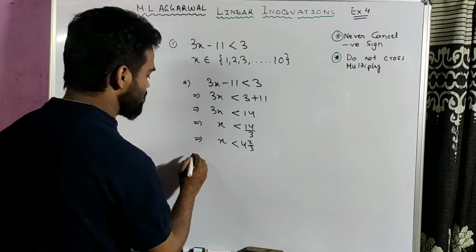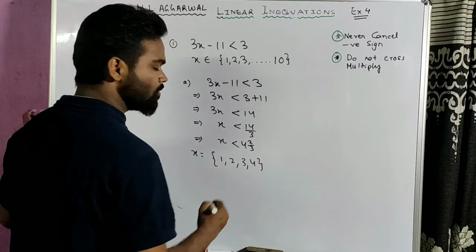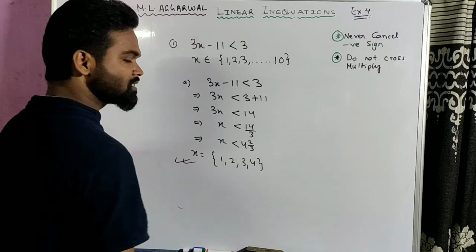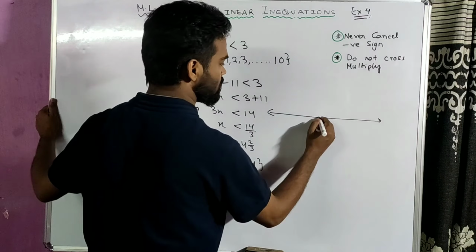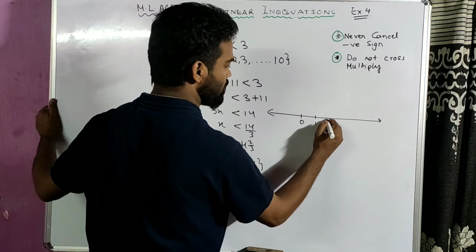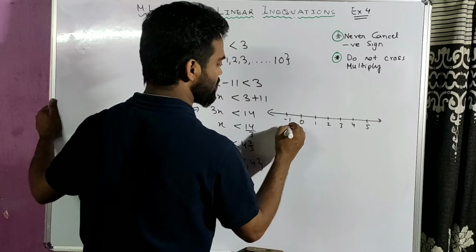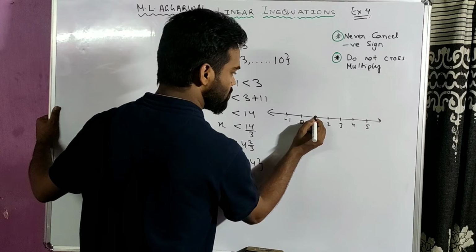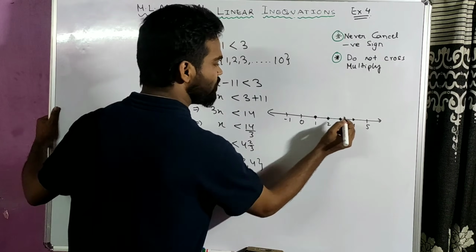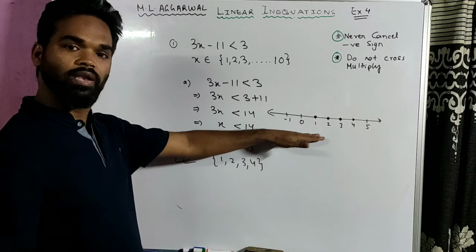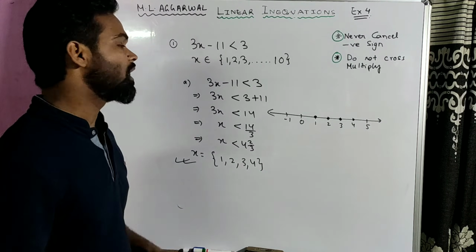Now the replacement set is given. So what is x? x is nothing but 1, 2, 3, 4. This is my solution set. Now I'll draw a number line. This is, suppose, 0, 1, 2, 3, 4, 5. This is -1. I'll take 1, I'll take 2, I'll take 3, I'll take 4. So I've represented the solution set on the number line, and this is my solution set. Now let us look at the next sum.